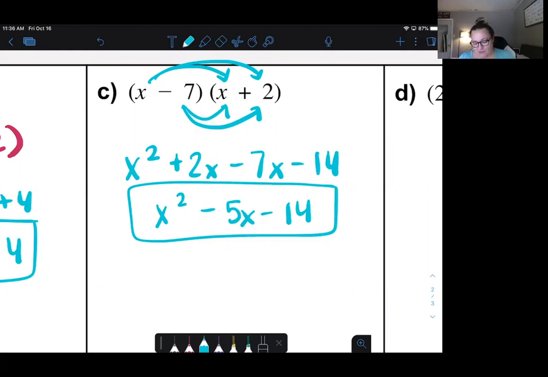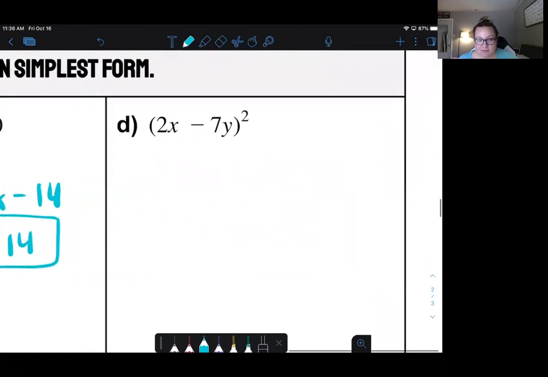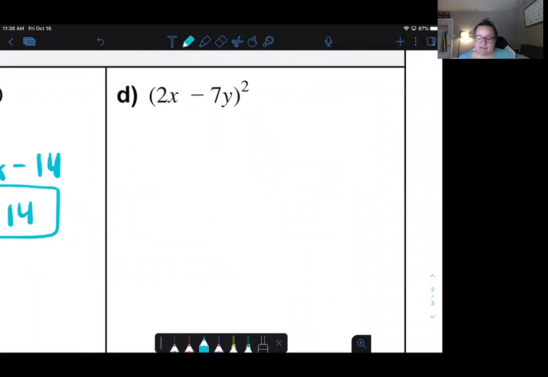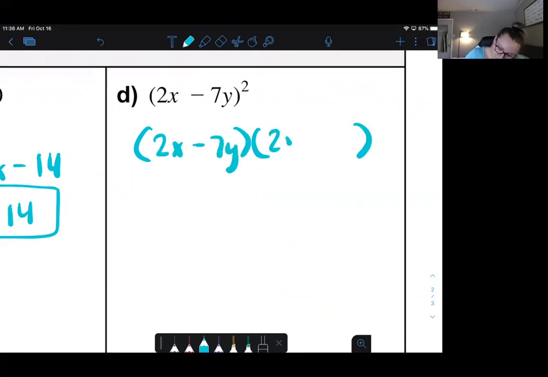Hopefully that matches yours. And our final example for today, 2x minus 7y squared. Remember, 2x minus 7y squared really means 2x minus 7y times itself. Go ahead and multiply that out and see if we get the same answer when you're done.